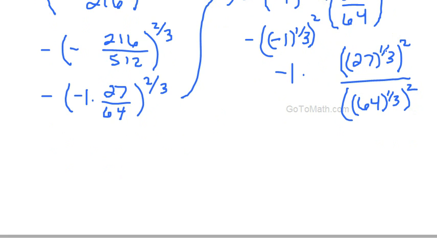So 27 raised to the 1/3 power is 3, right? 3 times 3 times 3 is 27. 3 times 3 is 9 times 3 is 27. And so this becomes 3 squared, and then this would be 4 squared. And remember, we still have this negative. We'll put it right here. And then this becomes negative 9 over 16.